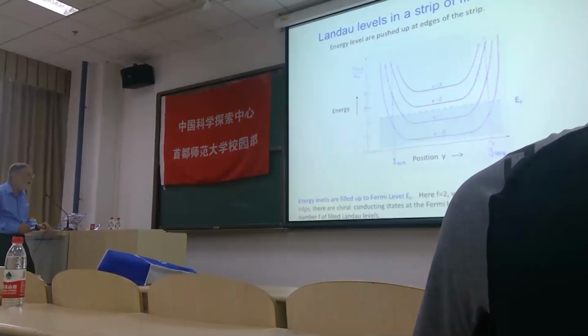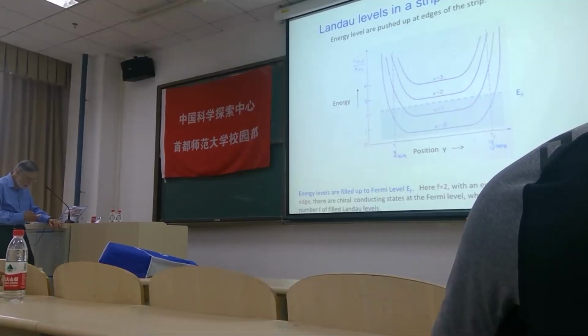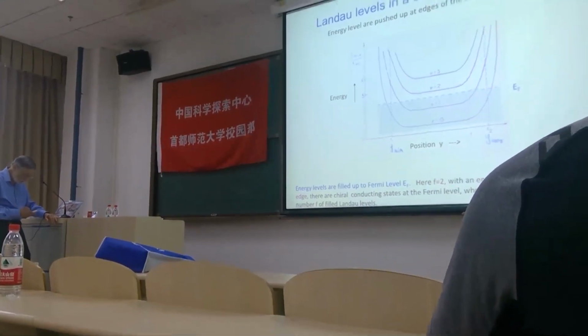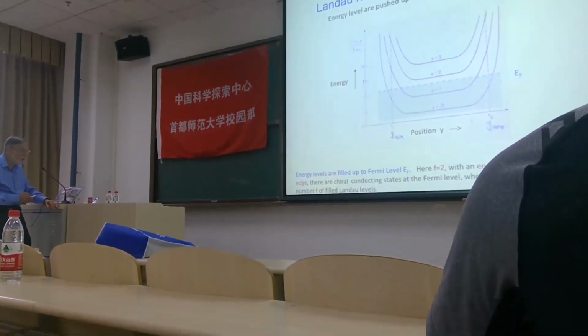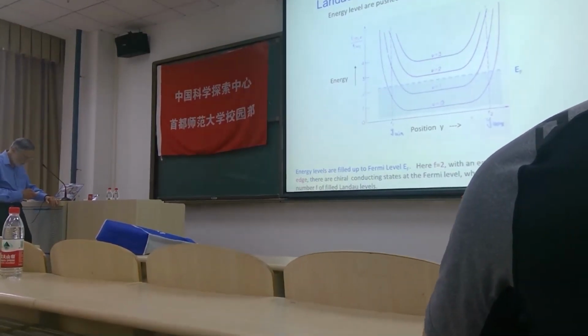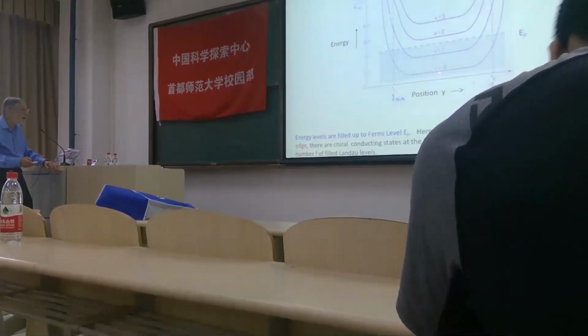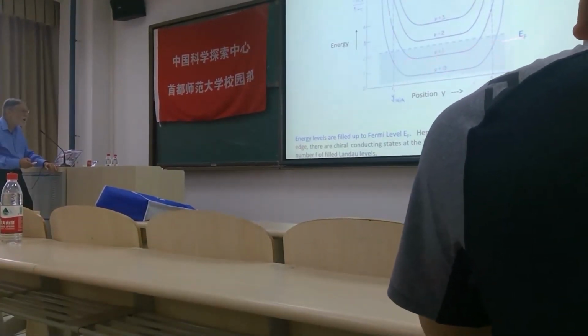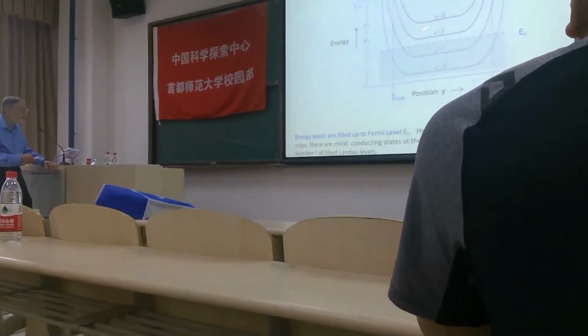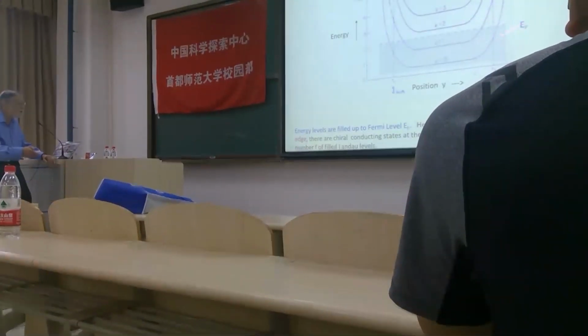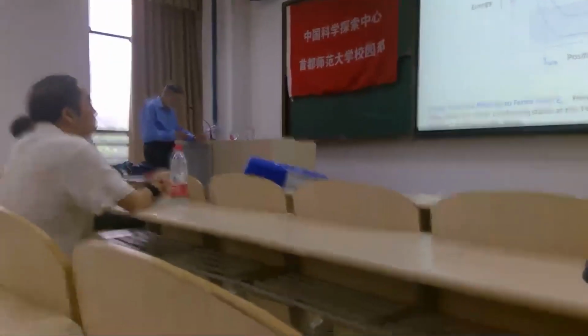Okay, so this roughly shows you the energy levels in an ideal system. Here's one Landau level that's filled, here's another Landau level, here's the Fermi level. All of these are filled. This is what happens in the bulk of the sample. At the edges of the sample it's a bit different, but we don't have to worry about it.